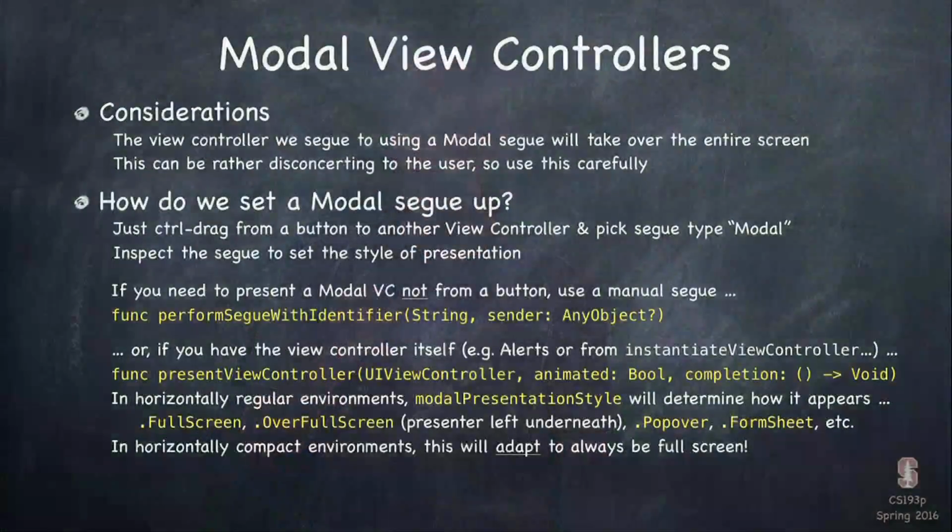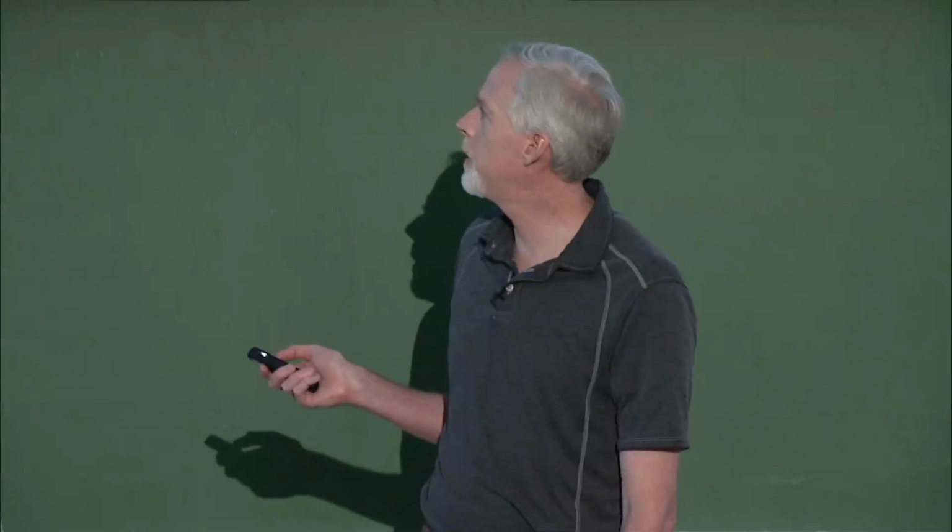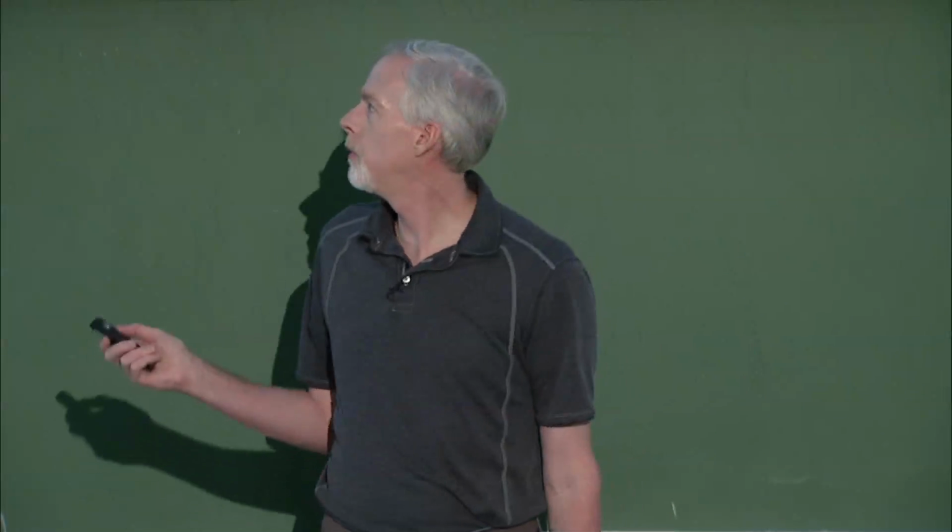Note that in horizontally compact environments, however, which is basically the iPhone in portrait, the system, when you do this present view controller, will by default adapt to be full screen. Okay? So if you try to present something in form sheet mode, okay, on an iPhone, it'll come up as full screen because it'll adapt to the fact that it's on a phone.